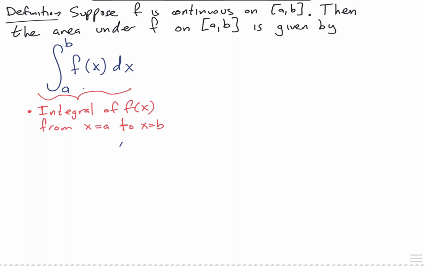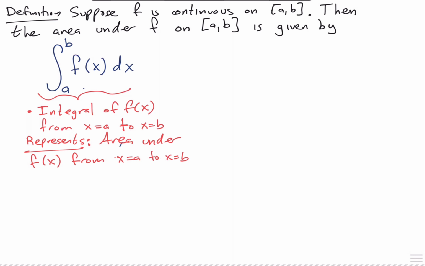And for us at least, at the very beginning, when we see the integral with a to b of f of x dx, based on what we've seen so far, this represents the area under f of x from x equals a to x equals b. So that's what you should immediately think. You see the integral, the elongated S with two numbers, one on the bottom, one on the top, of a function, and you think, okay, I'm trying to find the area under this function from a to b. Does that make sense?